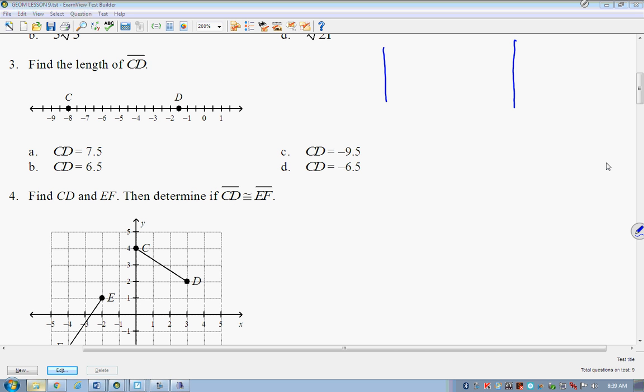So let's go from C. What's the location of C? -8. So I'm going to do -8 minus what? -1.5, right? -1.5. Okay? We know we're going to add there. So what's -8 plus 1.5? Well, we have opposite signs.